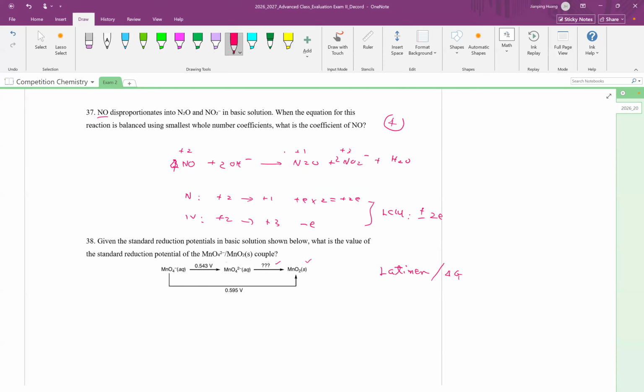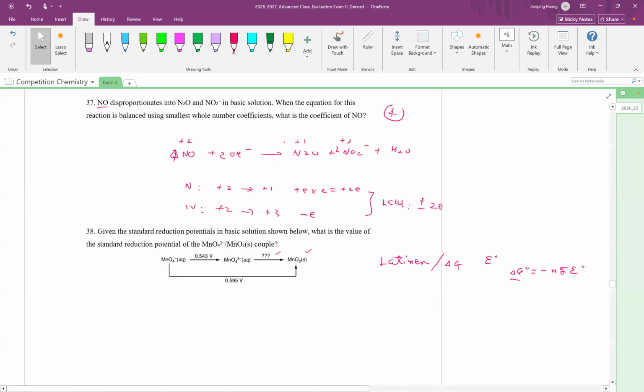So here's the Latimer diagram. Okay. Now delta G is the free energy. Why related to delta G? Because the reduction potential is an intensive property. You cannot add or subtract. You have to convert, delta G equals minus nFε. Number 1, that's an extensive property. Number 2, it is a state function. Right? So in this one, how are we going to do that?